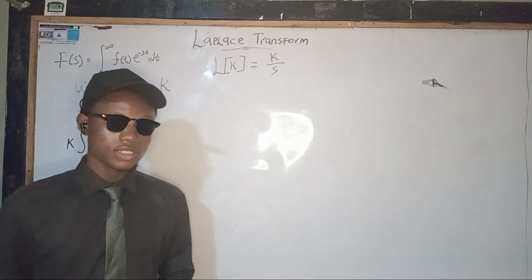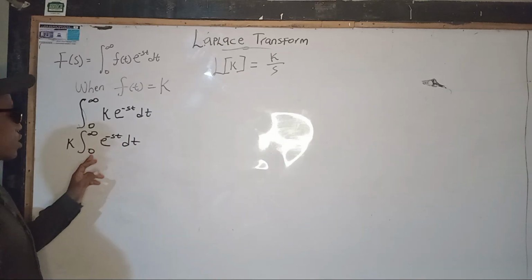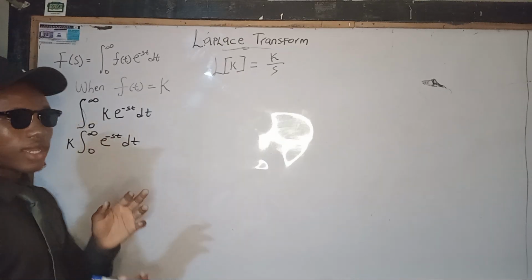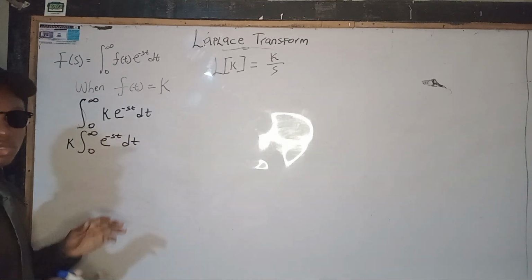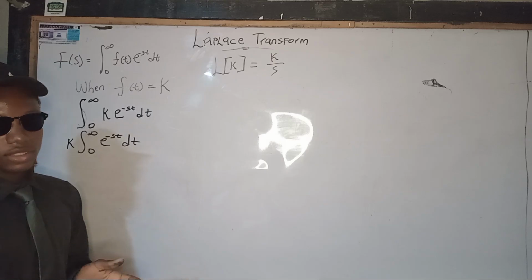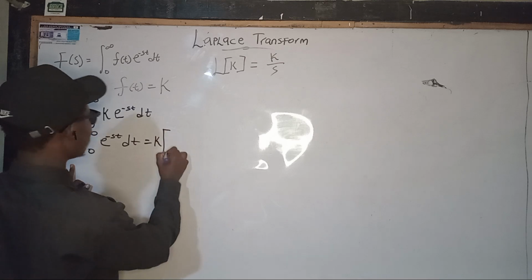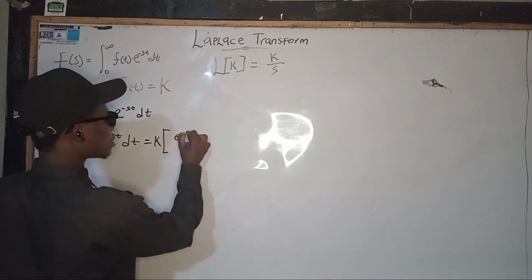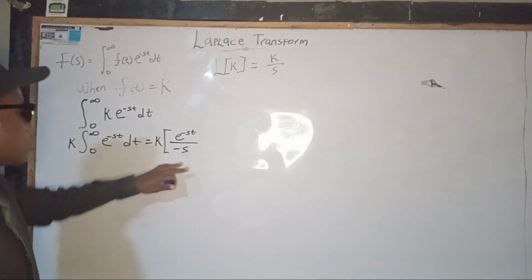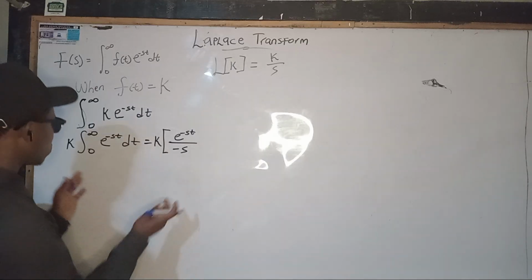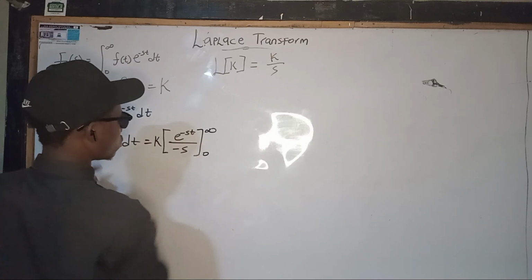Using basic integration techniques, when you have the integration of e raised to power minus st, you differentiate whatever e is raised to and divide by it. So here we have this equal to k, then we open brackets, we have e raised to power minus st divided by minus s. So this is just basic integration techniques, and that's that. Now we do not forget our infinity to zero.